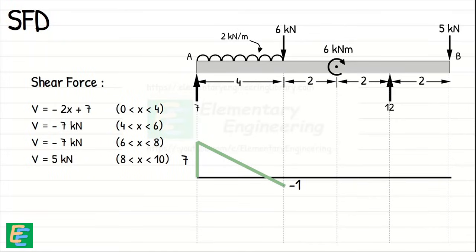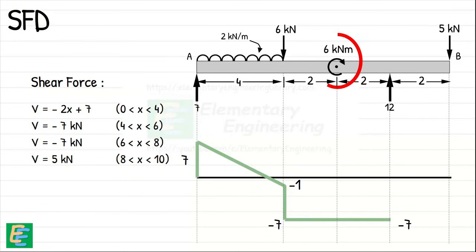Exactly at x equal to 4 meters, a 6 kilonewton point load acts. At this location, the governing shear equation changes from equation 1 to 2. As a result, the shear force drops suddenly from minus 1 to minus 7. The vertical drop in the shear force diagram represents the effect of the point load. From x equal to 4 to x equal to 8 meters, the shear force remains constant at minus 7 kilonewton.